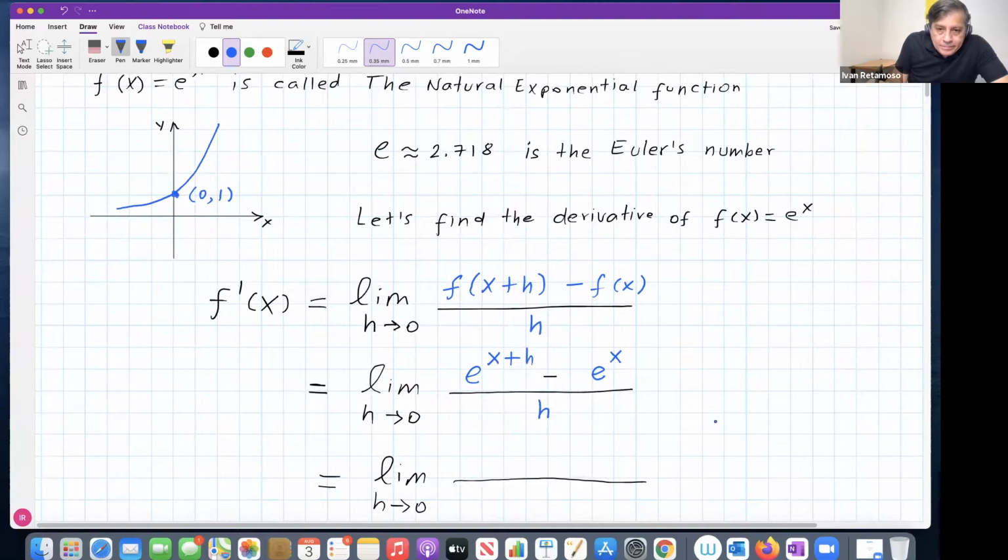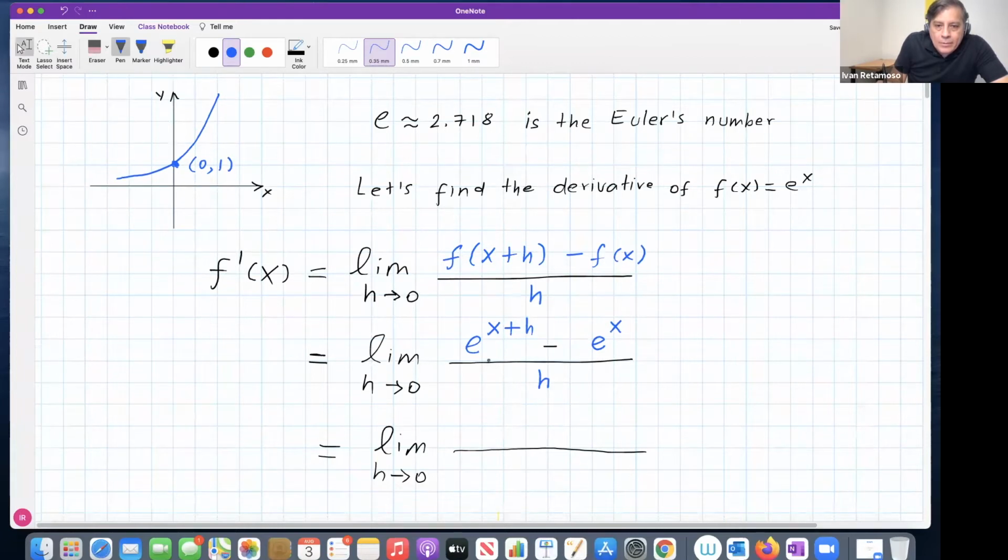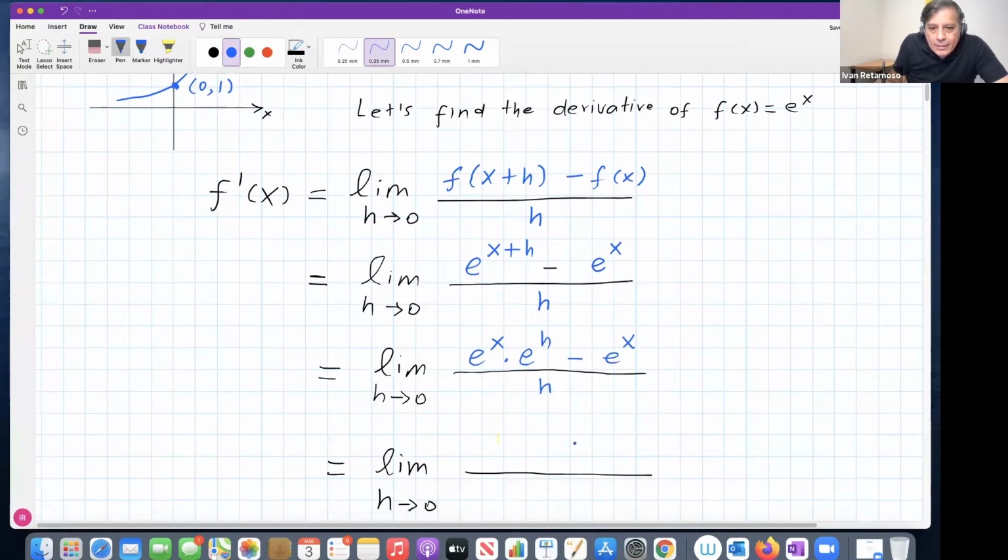Now, in order to go through this computation, I'm going to rewrite e raised to x plus h as e raised to x times e raised to h. Since the bases are the same for these two powers, it is just equal to this, right? I'm writing this in this form because next I want to factor out e to the x, right? Very good.